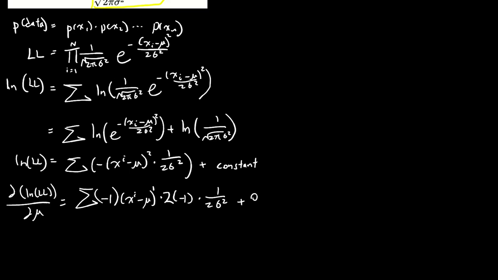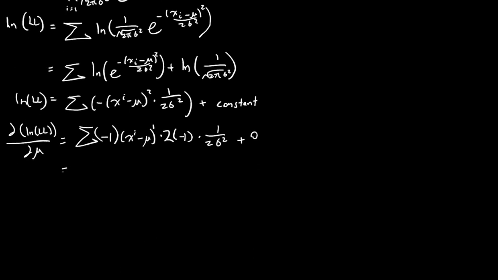So that drops out. Okay, so now let's simplify this a little more. We've got negative 1 times negative 1, those cancel. So I've got the 2 and the 2, those cancel. So I've got my xi minus mu, and then 1 over sigma squared. And I want to set this whole thing equal to 0. And sorry, that's the sigma. Okay.